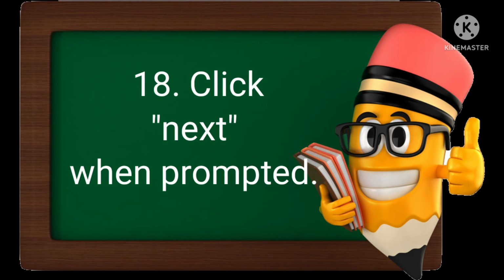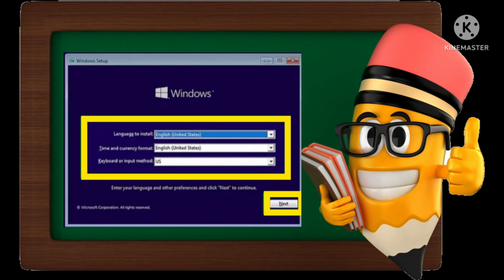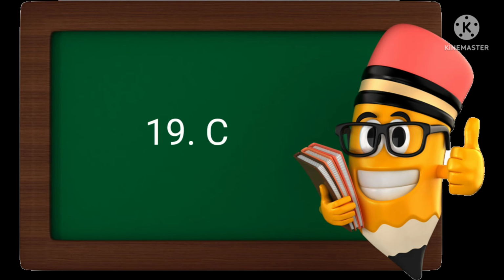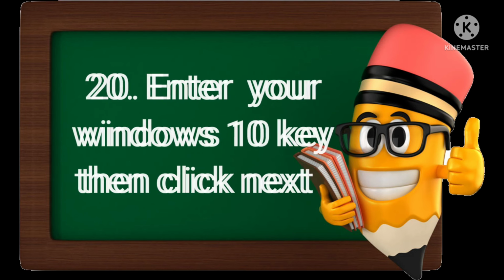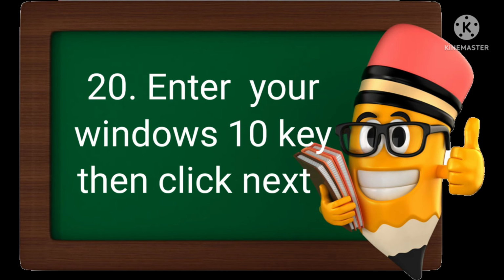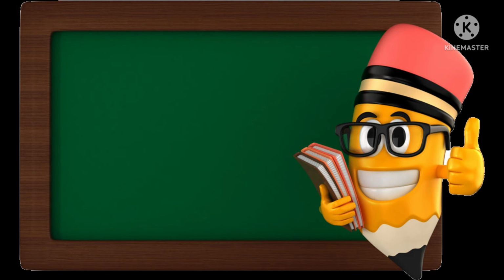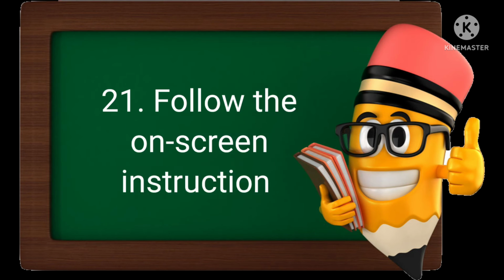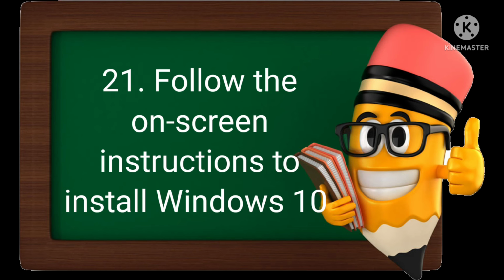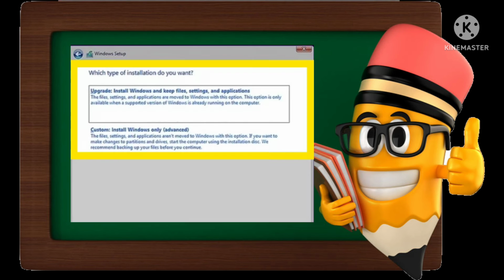Then click Next when prompted. You can also change the options on this page, for example, the setup language, before continuing if need be. Then click Install Now. It's located in the middle of the window. Then enter your Windows 10 key. Then click Next. If you don't have a Windows 10 key, instead click Skip in the bottom right corner of the screen. And then follow the on-screen instructions to install Windows 10.